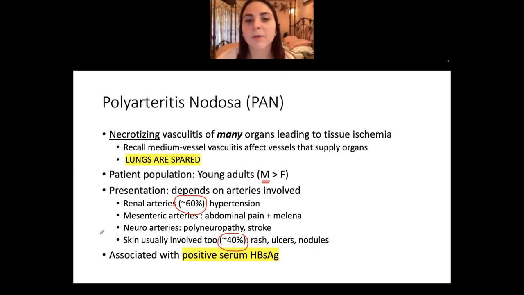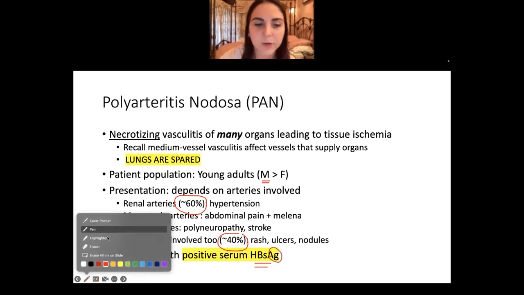This is also associated with hepatitis B. So they tend to find that if there's someone with polyarteritis nodosa, they have a positive surface antigen for hep B. A lot of the time, having a positive surface antigen usually means you have a hep B infection, because this is an antigen.